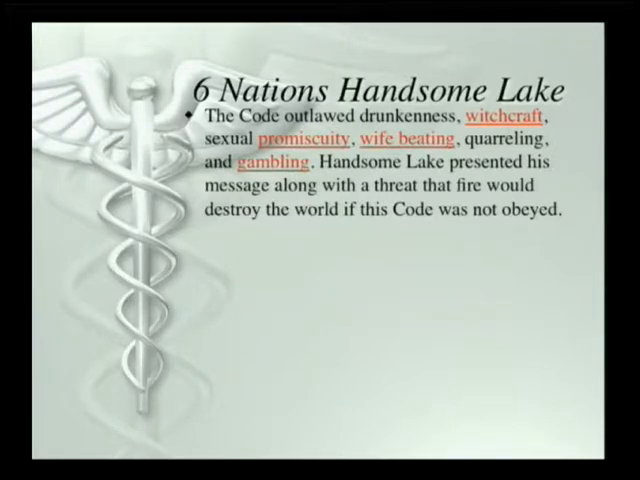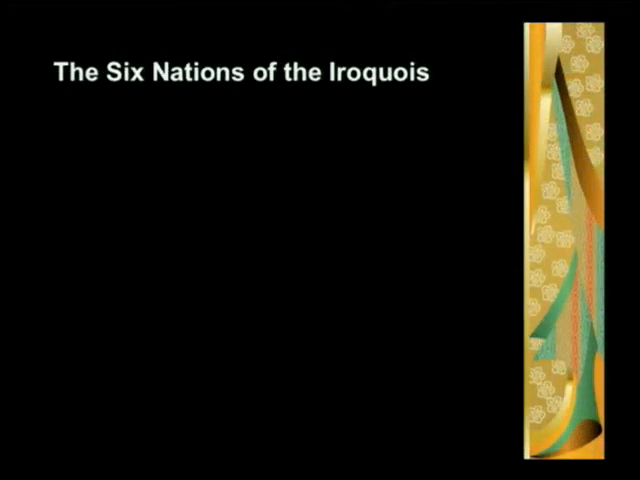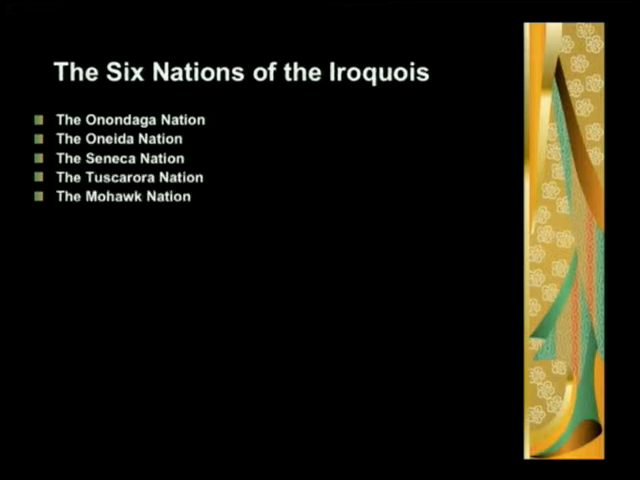You'll be destroyed by the fire next time because we've already gone through the flood, right? So, Six Nations of the Iroquois: Onondaga, Oneida, Seneca, Tuscarora, Mohawk, Cayuga.